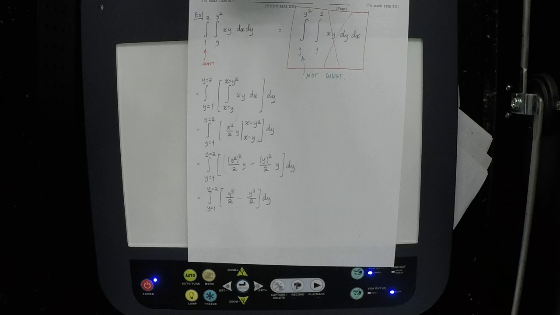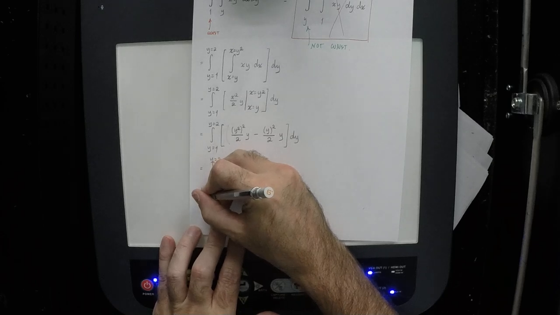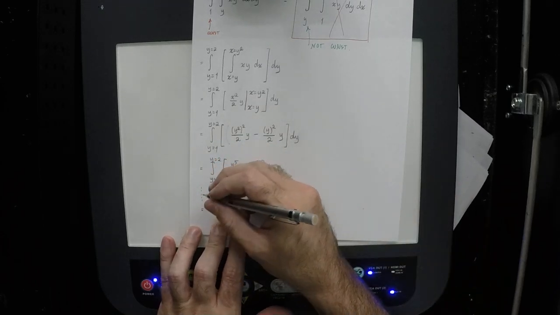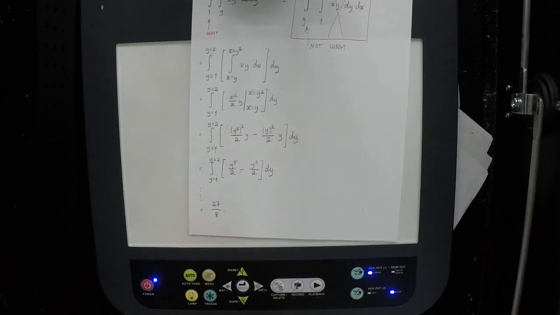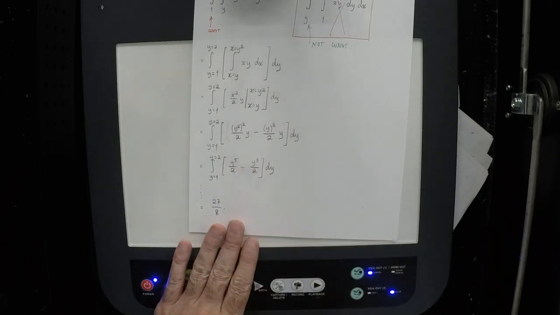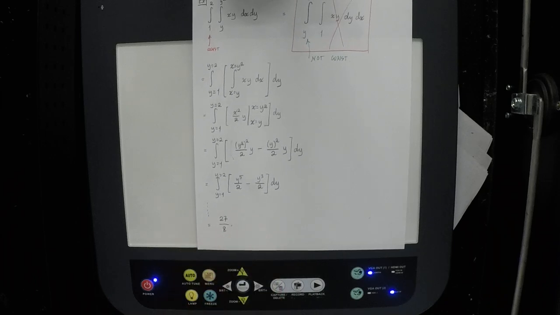And then this is an integral that you could have done weeks ago. So I'll ignore the rest of the arithmetic, which you can reproduce on your own. And when you do that, you get 27 over 8. Lovely. Any question about this example? Okay.